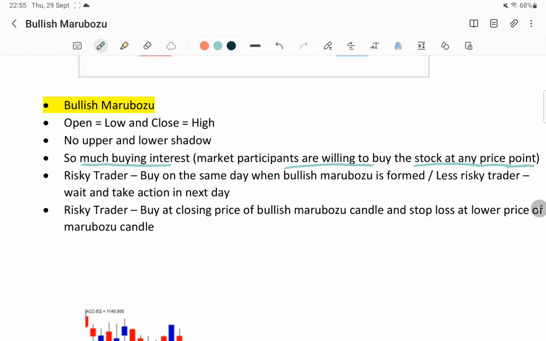The next point we are going to talk about is how to trade using the Bullish Marubozu candlestick. A risky trader buys on the same date, normally entering on the day the Bullish Marubozu is formed. It is a very risky trade, so the risk-averse traders will take a position on the next date.